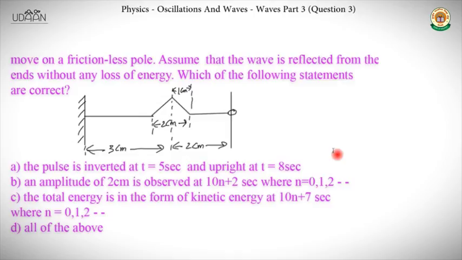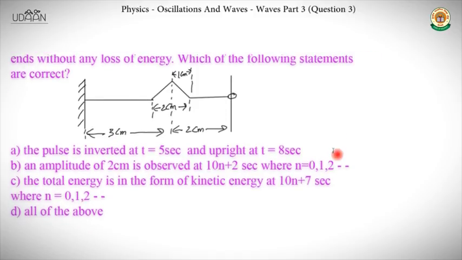The pulse is inverted at t equal to 5 and upright at t equal to 8, or an amplitude of 2 cm is observed at 10n plus 2 seconds where n is a whole number. The total energy is in form of kinetic energy at 10n plus 7 seconds where n is again a whole number, or all of the above.